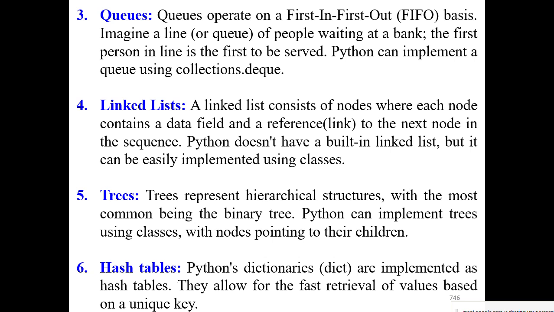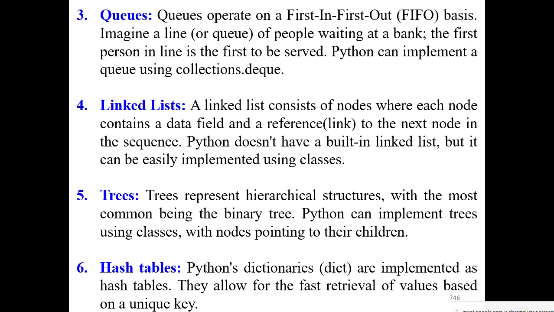Then linked list. A list is a collection of elements. A linked list means a collection of nodes connected by links in one direction, called a singly linked list. A collection of nodes connected by links in both directions is called a doubly linked list. A collection of nodes connected by links where the last node is connected to the first node is called a circular linked list. Python doesn't have a built-in linked list, but it can be easily implemented using classes.